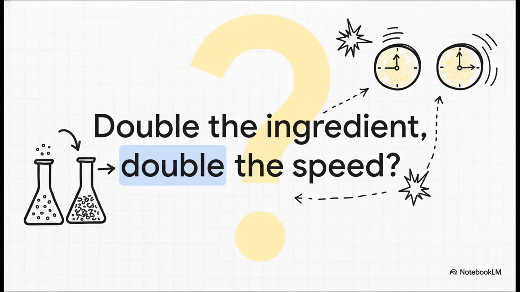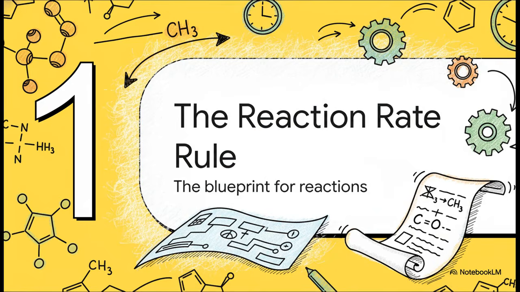I mean, it seems like a pretty simple idea, right? You double an ingredient, the reaction should just go twice as fast. It makes total sense on the surface. But, and this is a big but in chemistry, your gut feeling isn't always the whole story. You actually need a rule book because, as you're about to see, the real answer, well, it's not always so straightforward.